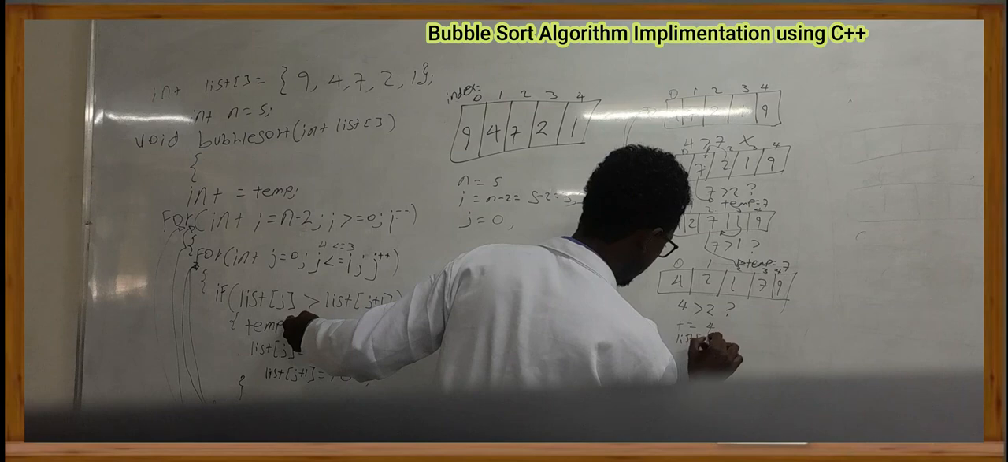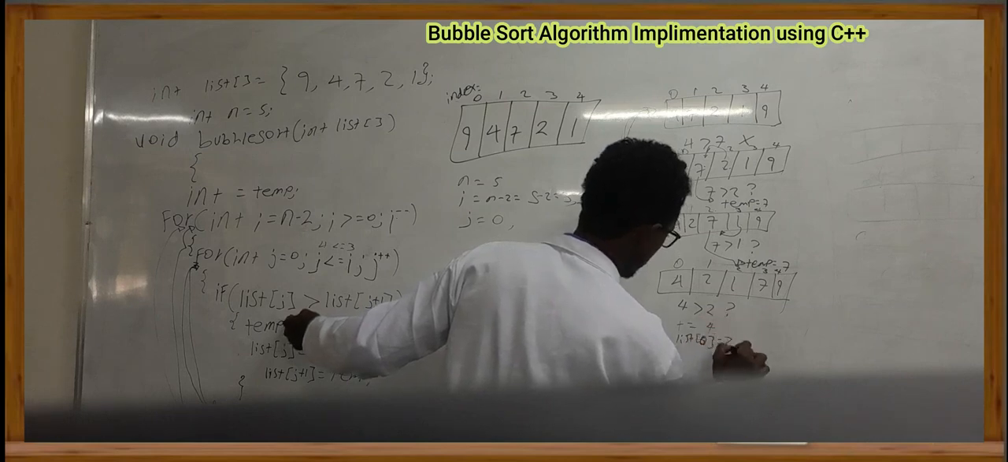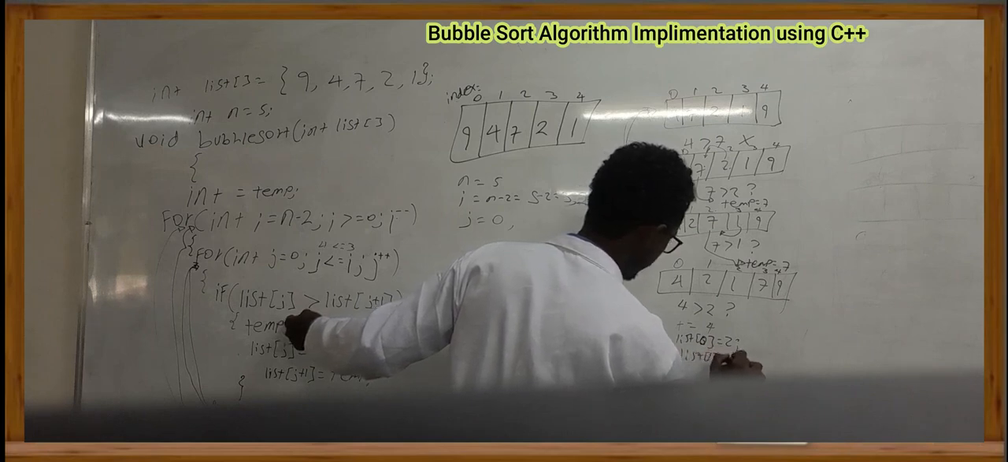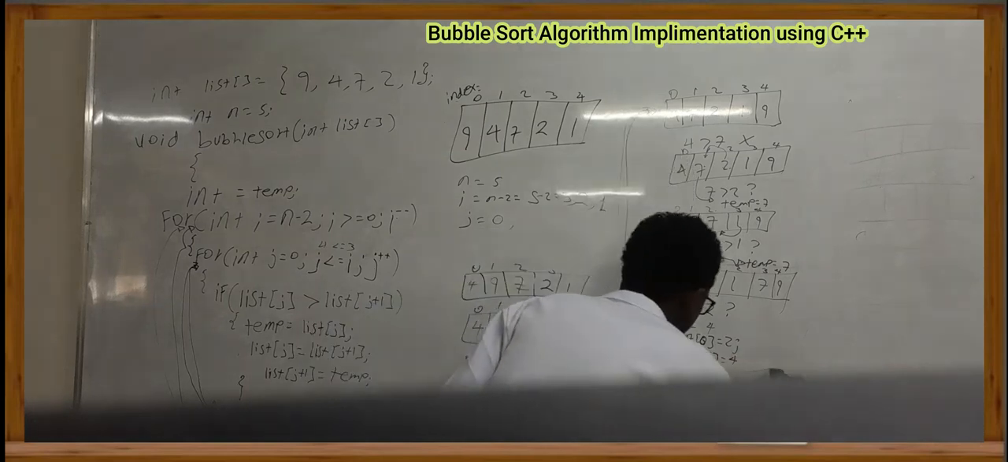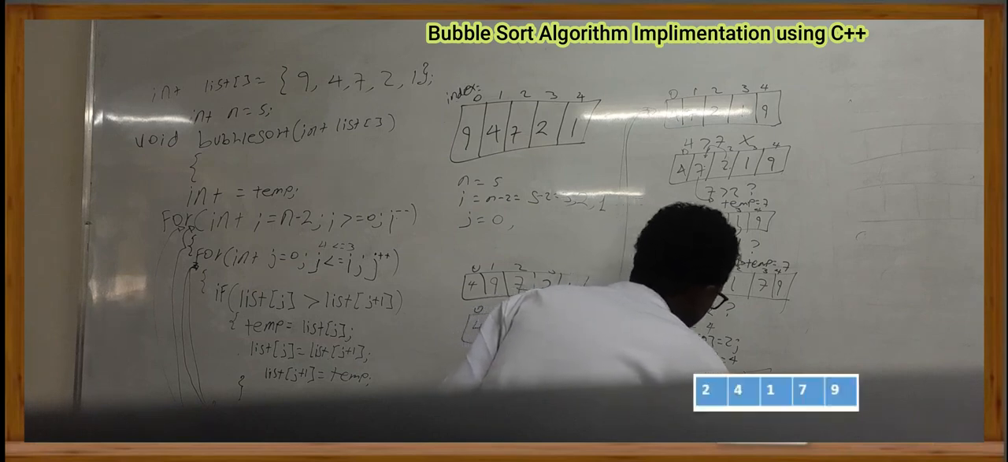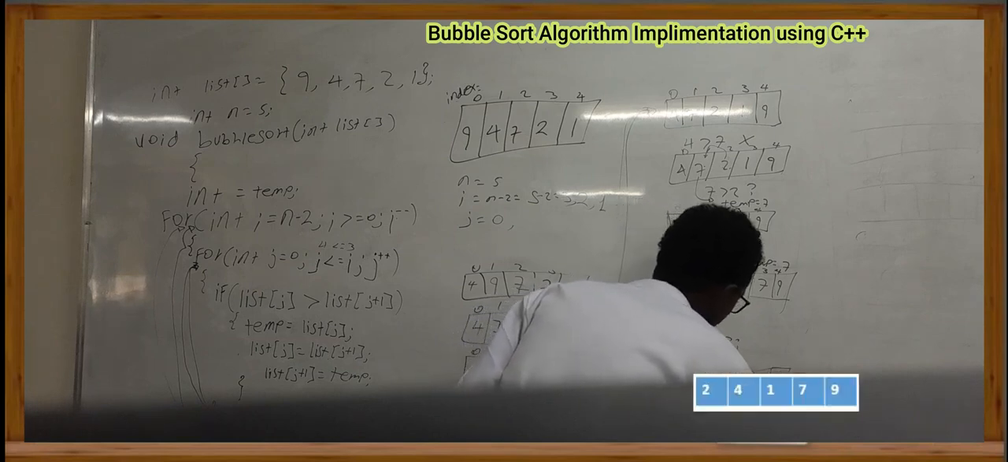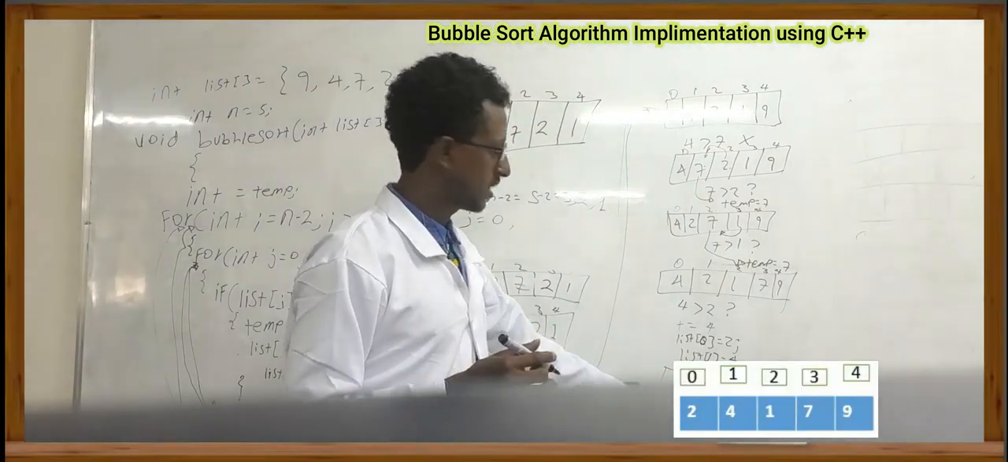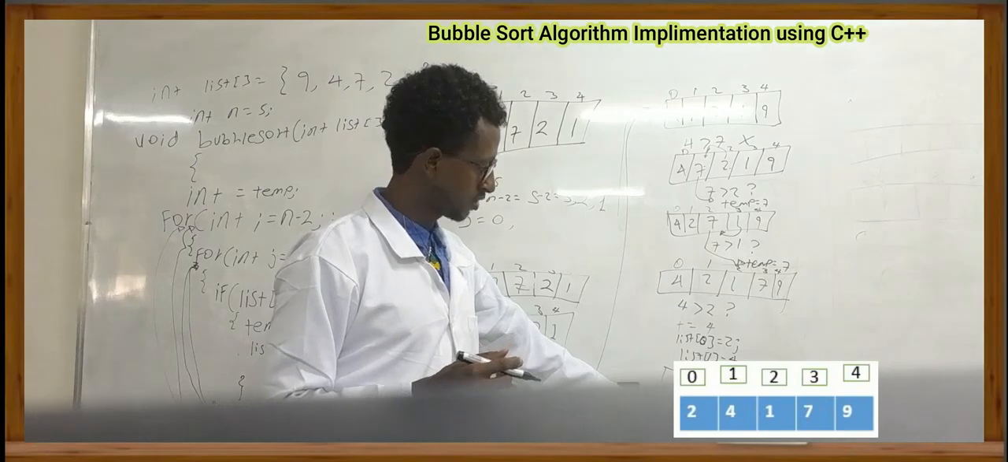List of J, that means list of 0, is equal to 2, and list of 1 is equal to 4. Then using this way, the new array becomes 2, 4, 1, 7, 9. Still the array is not fully sorted.